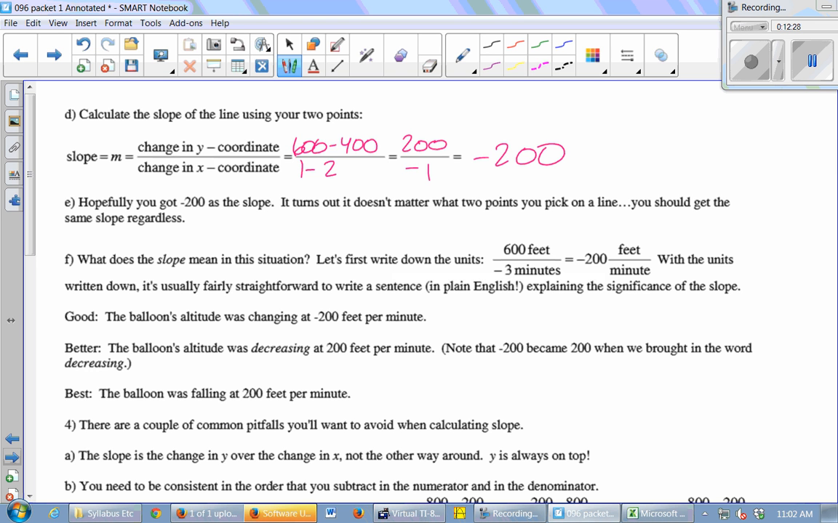So it does not matter which 2 points you pick on a line. When you calculate the slope, you always get the same number. You always get the same value for the steepness.